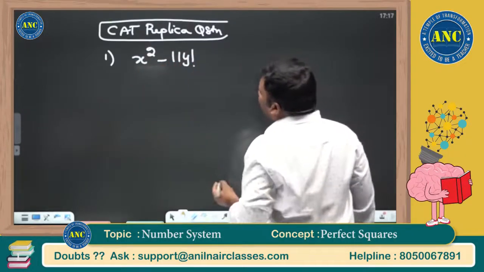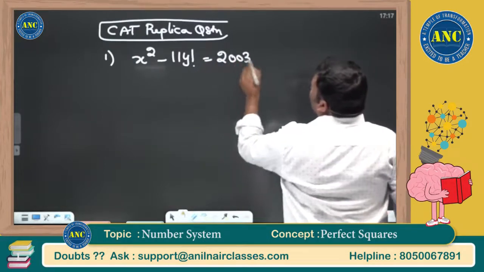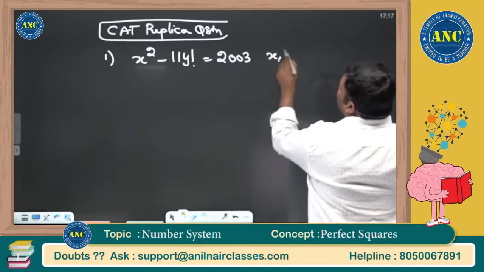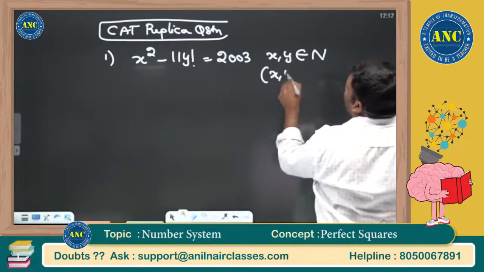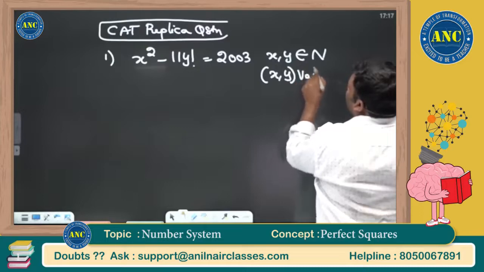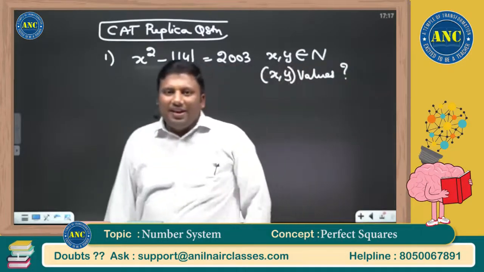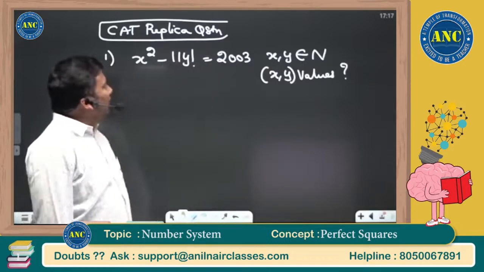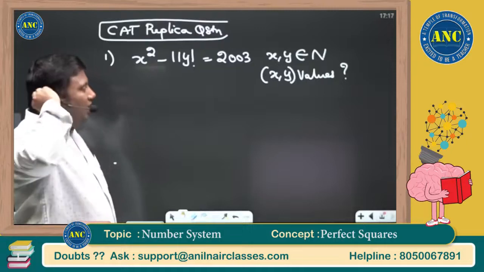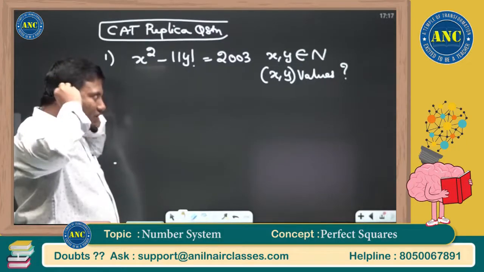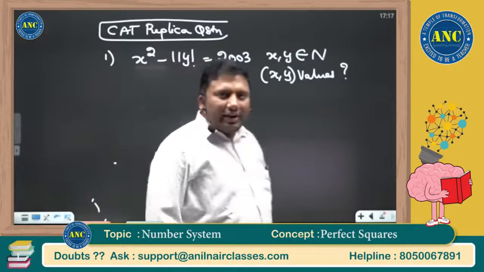X square minus 11 y factorial equivalent to 2003. X and y are natural numbers. How many values x, y will take which will satisfy this question? X square minus 11 into y factorial equivalent to 2003. How many values x, y will take such that it satisfies this question, right?